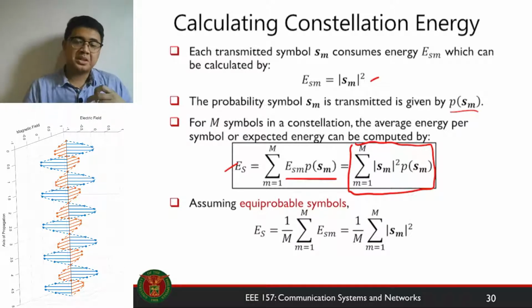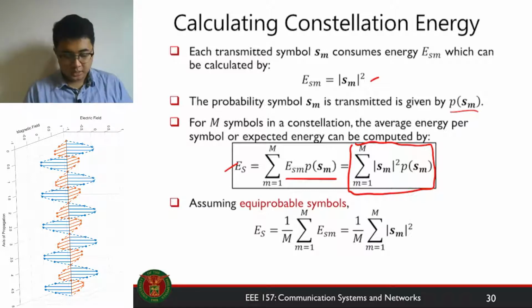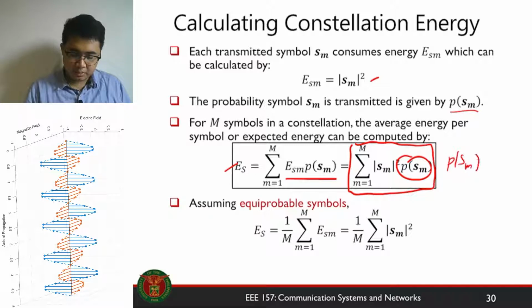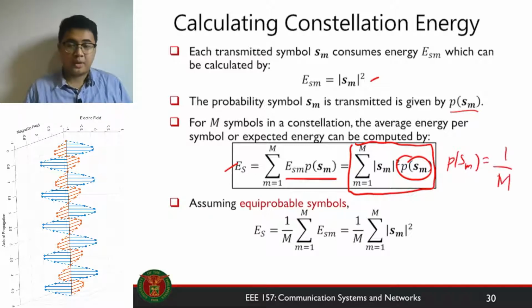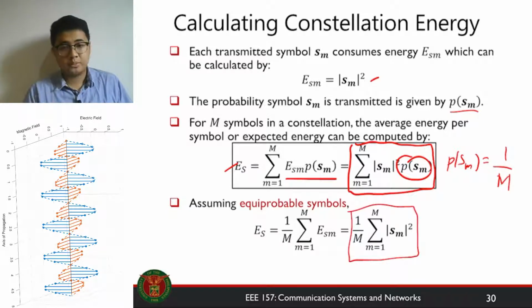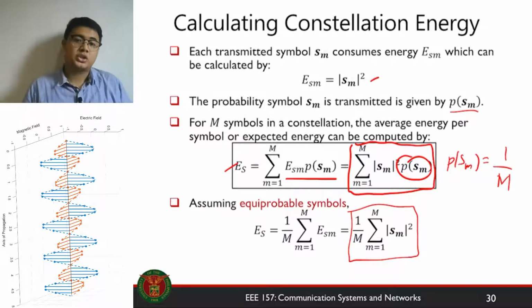If we assume that the symbols are equiprobable, then this P of Sm will just be equal to 1 over m, m being the number of symbols in your constellation. So quite simply, you just compute the average energy per symbol. You get this nice formula here, which is simple enough. Just add the magnitude square of the symbols inside the constellation.